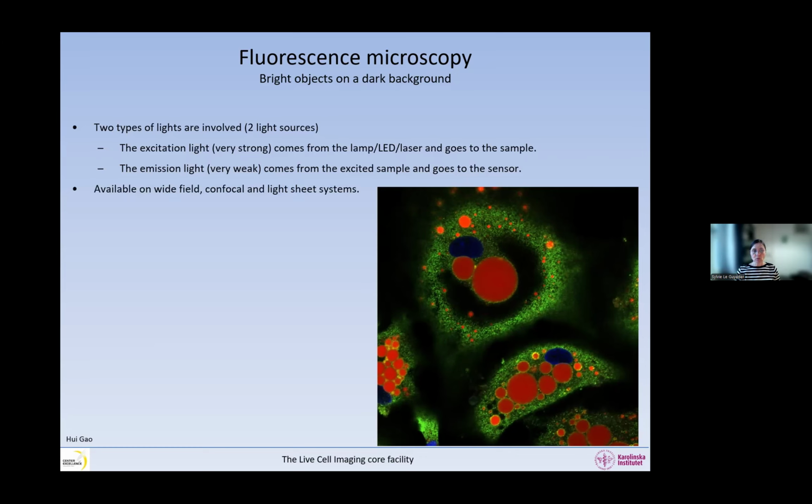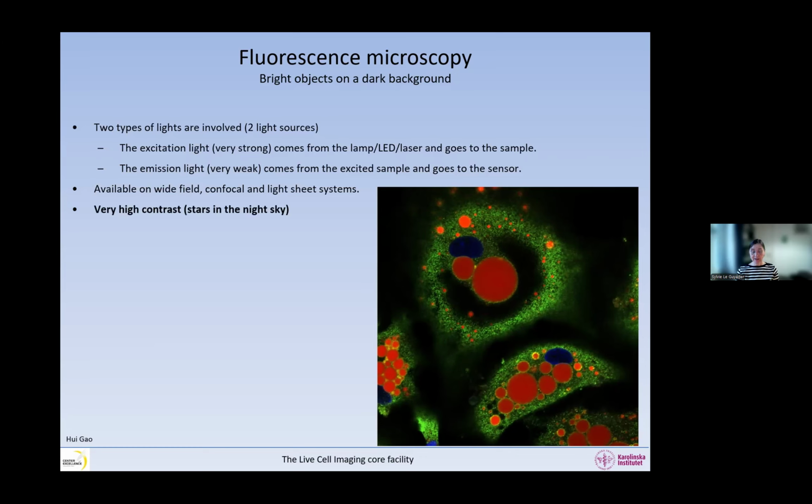So the sample in fluorescence microscopy acts like a light source. Fluorescence microscopy is available on wide field systems with a camera and no scanner. It's available on confocal systems and on light sheet systems. And in our field of research, it's used extensively. It's also used in the clinic, but less.